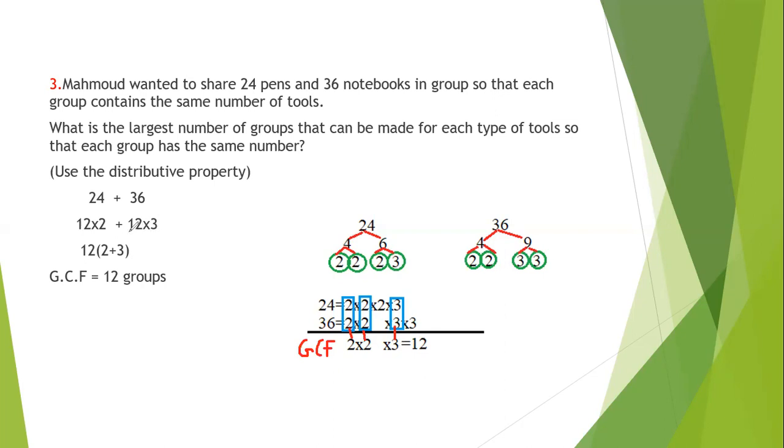Okay, let's see how many pens and how many notebooks. So 12 is the GCF. Let's divide 24 by 12, it will be 2. 36 divided by 12 is 3. So the greatest number of groups I can get is 12 groups, and I can put 2 pens in each group and 3 notebooks in each group.